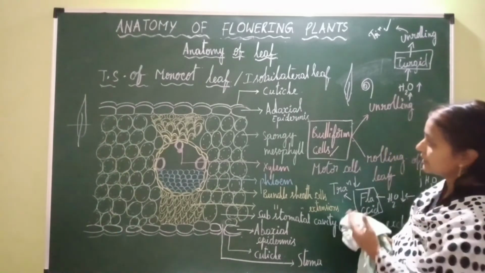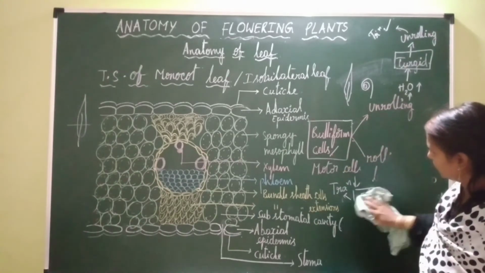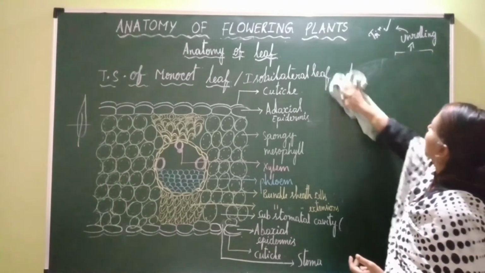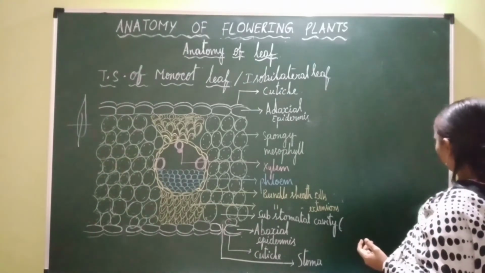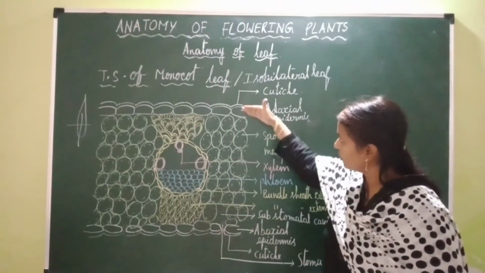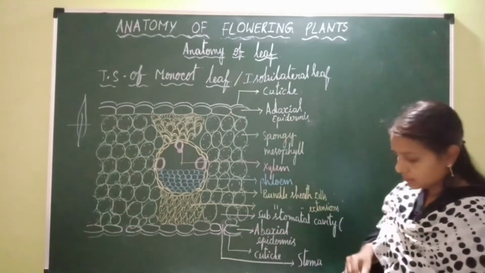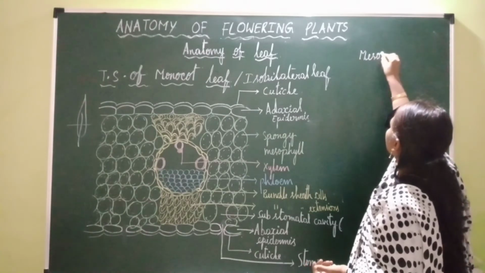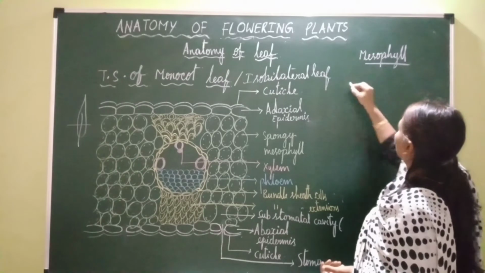Now let's start with mesophyll. Mesophyll is the tissue which extends between both the upper epidermis and lower epidermis. This all is mesophyll, right? So the mesophyll tissue is extending between the upper and lower epidermis, and this mesophyll tissue represents the ground tissue of the leaf.